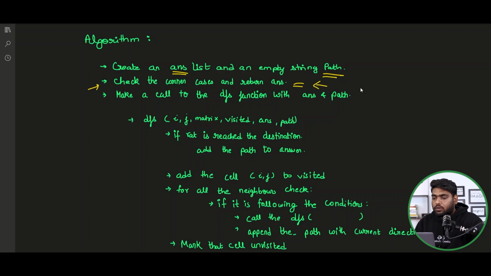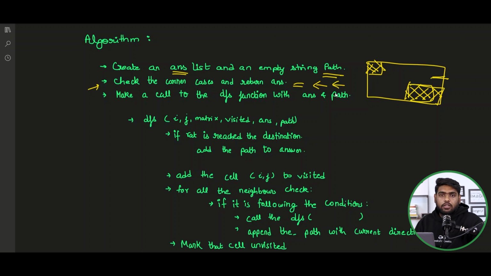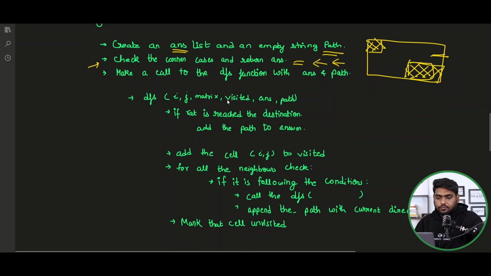And the other possible case is that, in your whole matrix, the destination itself is blocked. If the destination is blocked, then howsoever the rat takes any path, it is never going to reach the destination, correct? So these are the corner cases that we need to keep in mind, and we should deal with them separately, apart from the main question. Then we will make a DFS function, and we are going to call that.